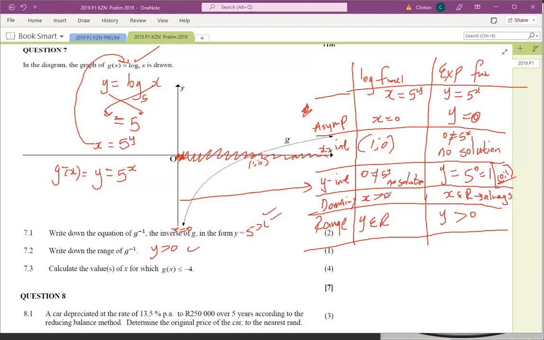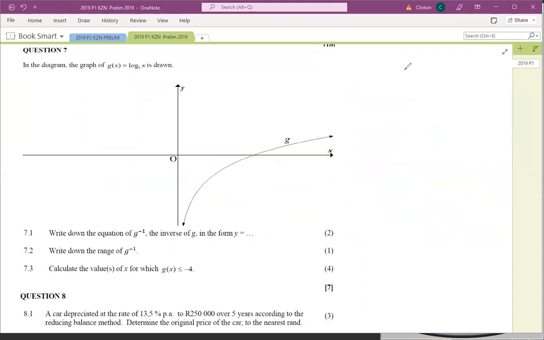Awesome. Now to do the last question, I'll show you how to do it. It's very easy, it's 3 marks. Ladies and gents, if you have an inequality sign and you're doing a log or an exponential function, it is always advisable to do a rough sketch of the situation.